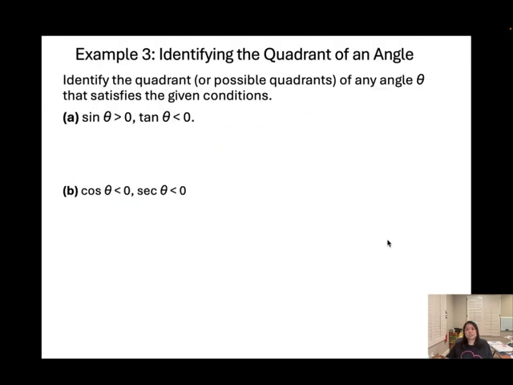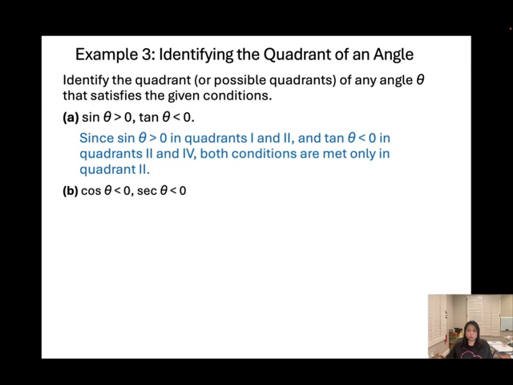Example 3. Identifying the quadrant of an angle. Identify the quadrant or possible quadrants of any angle theta that satisfy the given condition. First, sine theta is greater than 0, so sine theta is positive. It's only quadrant 1 and quadrant 2. And then the tangent has to be negative, so it has to be quadrant 2, right?